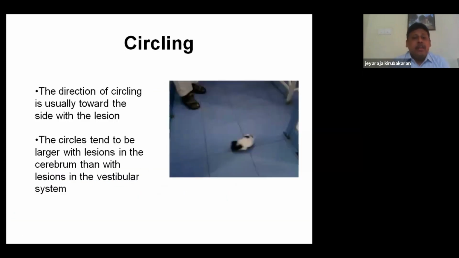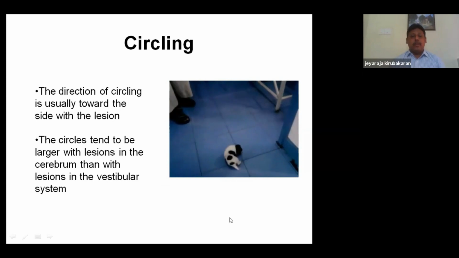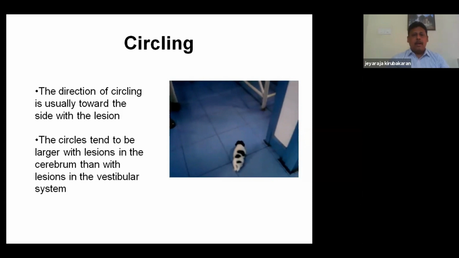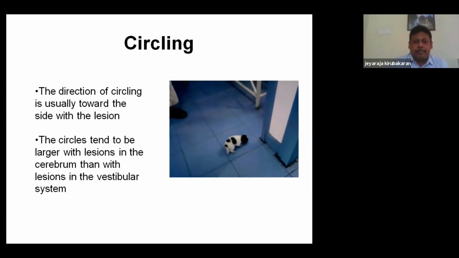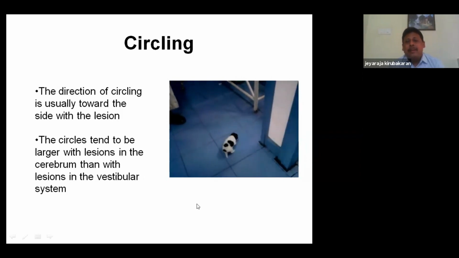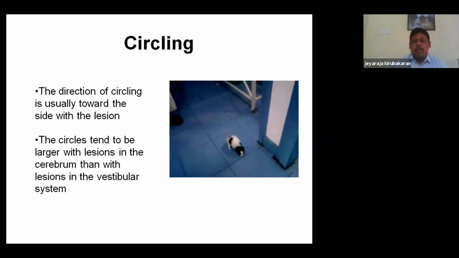Then coming to circling, usually the circling is in the direction of the lesion. Whichever side the lesion is in, that side it circles usually. And if it makes a wider circle, usually it is something related to the cerebellum. And if it is vestibular involvement, the circling will be a little tight. Okay, it won't go with wider circles.